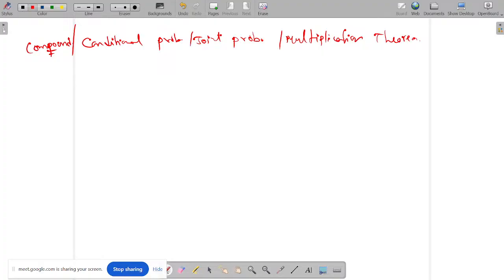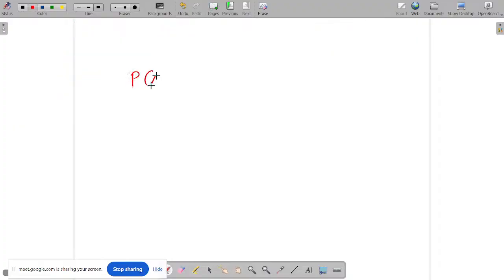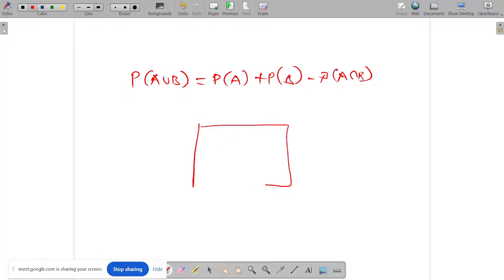If I scrutinize everything and write it as a single point, if I'm talking about A and B, P of A intersection B will be C. Addition theorem is about P of A union B is equal to P of A plus P of B minus P of A intersection B. Okay. This we have already discussed in terms of Venn diagram and set theory.